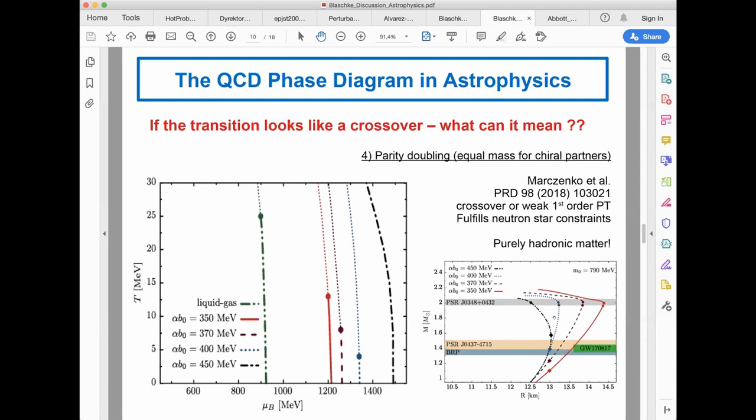So they are exceeding 13 kilometers radius at the high masses. Otherwise they fulfill the constraints, two solar mass, and the constraint from the tidal deformability from LIGO is also fulfilled.